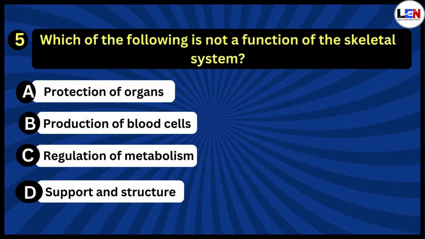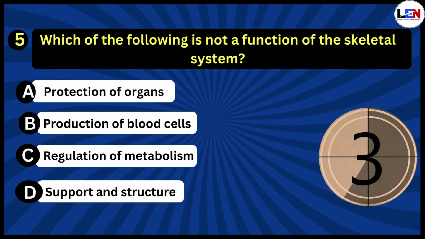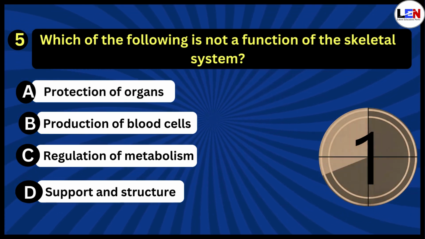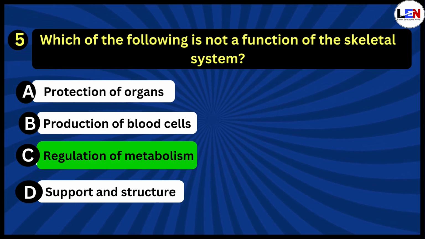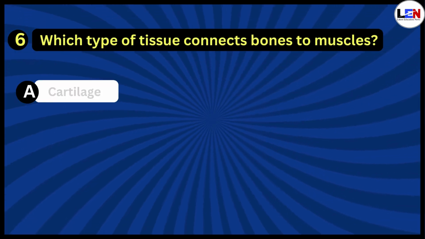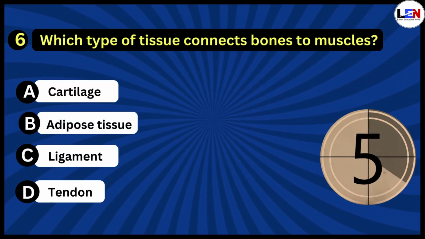Which of the following is not a function of the skeletal system? A. Protection of organs. B. Production of blood cells. C. Regulation of metabolism. D. Support and structure. The correct answer is option C. Regulation of metabolism.